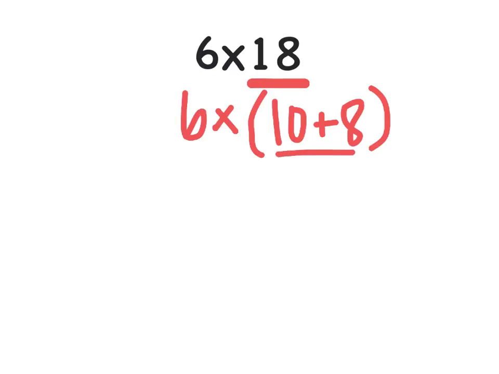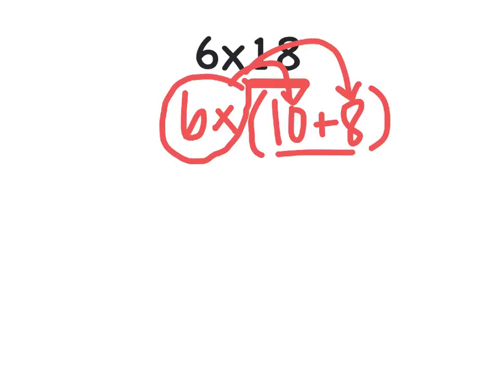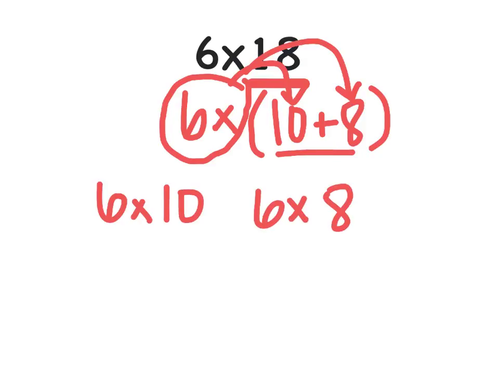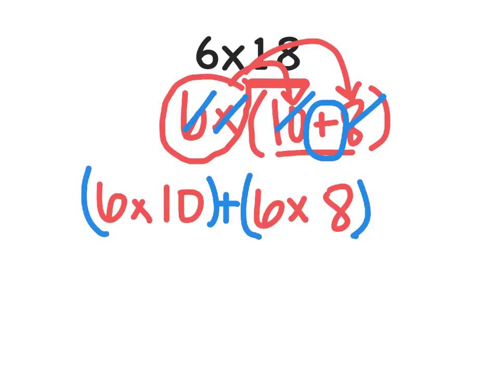Once I've broken down one of my numbers into two addends that add up to 18, I'm going to distribute, which means to pass out, the 6 times to 10 and to 8. So first I'll pass out 6 times to the 10, and then I'll pass out the 6 and the times sign to the 8. I'm just missing my addition. I can add up these two products and get the same answer as if I had done 6 times 18 to begin with.